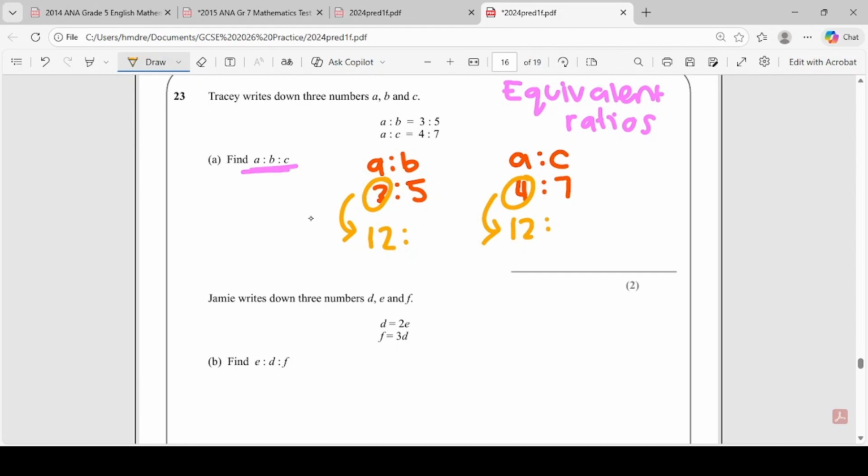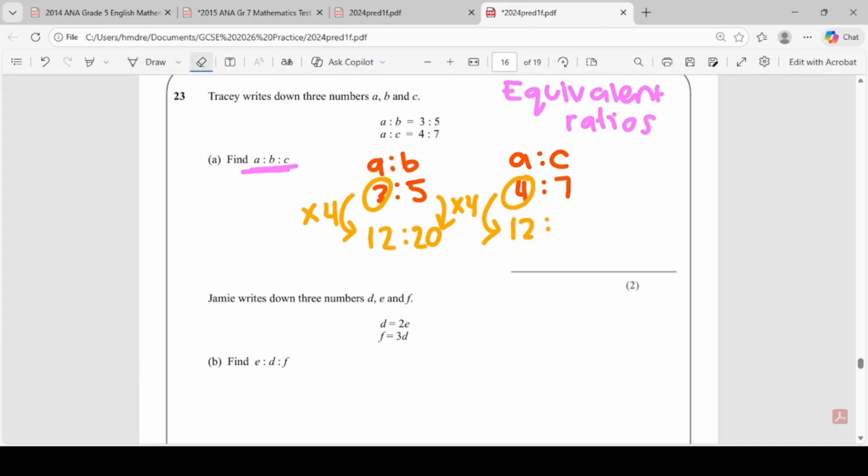So this side, 3 times 4 would give me 12. I have to do the same here. So 5 times 4 gives me 20. On this second one, let's just get a different color here.